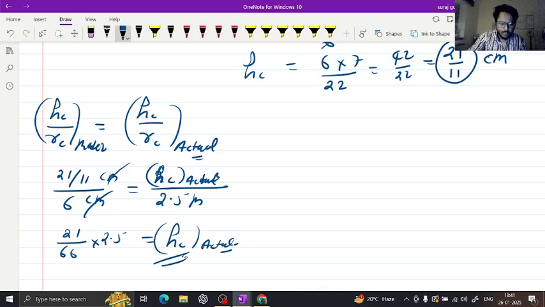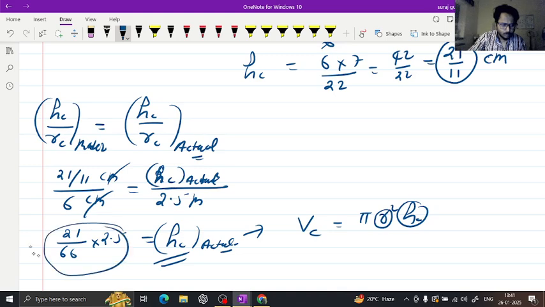अब इसका हाइट हमें पता है, और एक पूछा गया व्हाट इज द ओरिजिनल वॉल्यूम ऑफ द कंटेनर. तो आप निकाल सकते हो कि ओरिजिनल वॉल्यूम ऑफ द कंटेनर क्या है. वॉल्यूम ऑफ द कंटेनर इज पाई आर स्क्वायर एच. आर आपके पास है 2.5 मीटर, एंड एच आपने अभी निकाल लिया है एक्चुअल का. ओके, पाई की वैल्यू आप 22/7 ही रखेंगे ताकि कुछ वैल्यूज कट जाएं. ठीक है, देन यू कैन फाइंड आउट द वॉल्यूम ऑफ द कंटेनर.